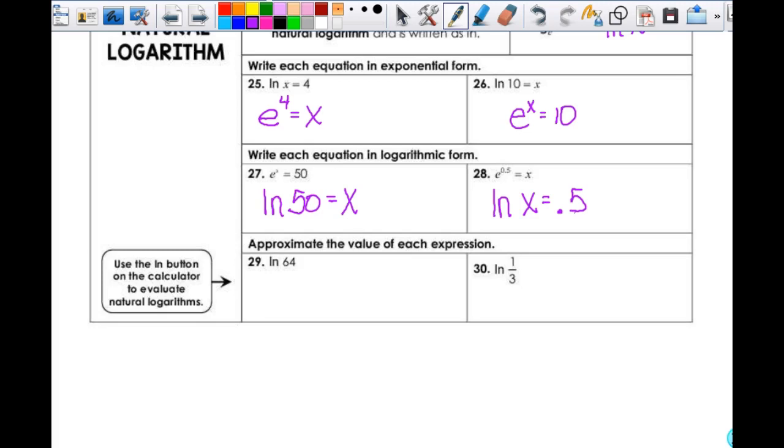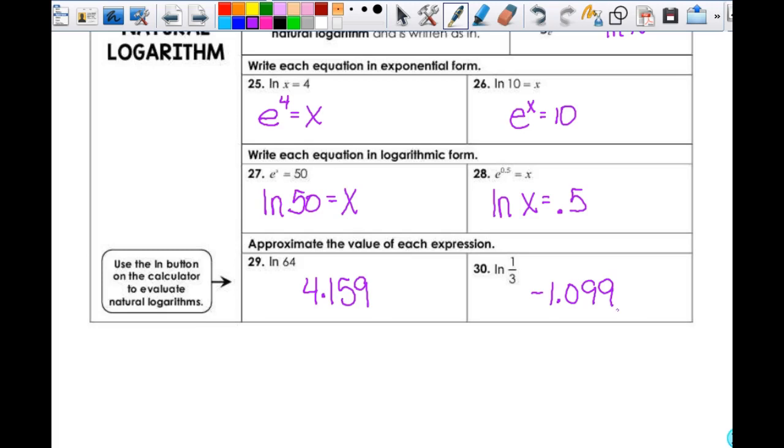So EJ, what'd you get for 29? 4.159. Y'all agree with that? Yes. And then Jonah, what'd you get for 30? -0.1099. Y'all agree with that? Yes. All right. Good job. So we're all good. Quick little simple review.